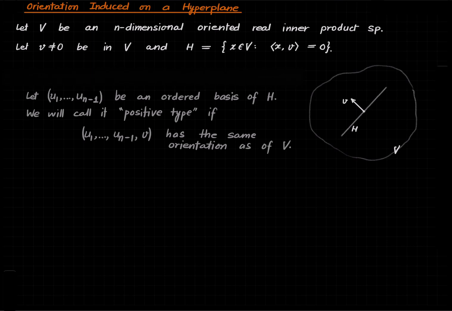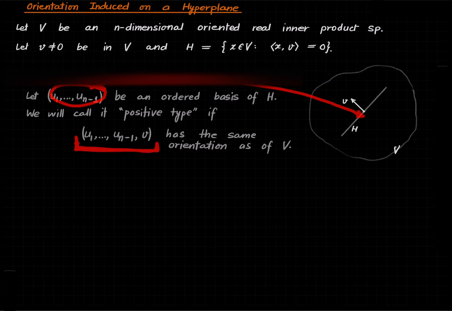So nothing is going on. If you choose an ordered basis for H, you can just append v to get an ordered basis for the vector space V. You call the originally chosen ordered basis of H positive type if the new basis that you get for the vector space V agrees with the orientation of V that we had already chosen.